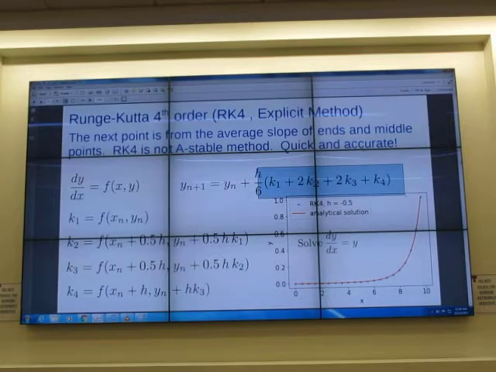So K1 is the slope at the current point. K2 is the slope at the middle point based on the linear extrapolation of K1. K3 is also the slope at the middle, but it's based on the linear extrapolation of K2. And K4 is the slope at the end, but the y value is based on K3.